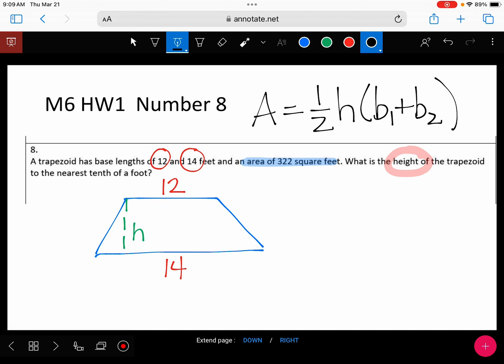So let's go ahead and put in everything that we know. All right, do we know the area? Did they tell us the area? Right here. What did they say the area was? So 322 equals 1/2. Did they tell us the height? Nope, we don't know the height, so we're going to leave that as h. Do we know our bases? What are our bases? 12 and 14.